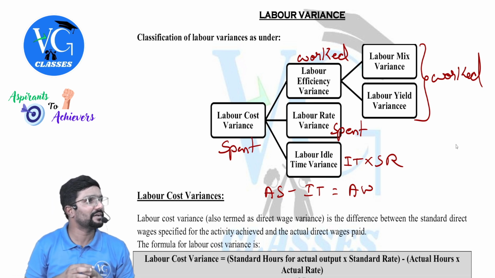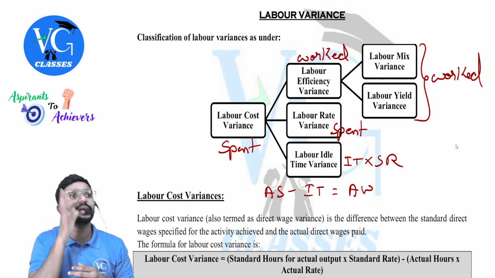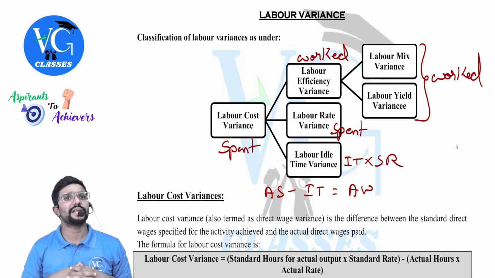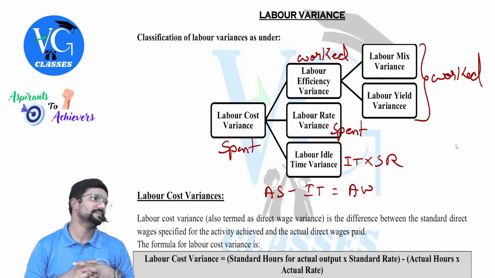You cannot multiply with the same thing. Again, don't multiply with the quantity or hours. The multiplier should be what? Price. What price? Standard price. Or what rate? Standard rate. Clear?